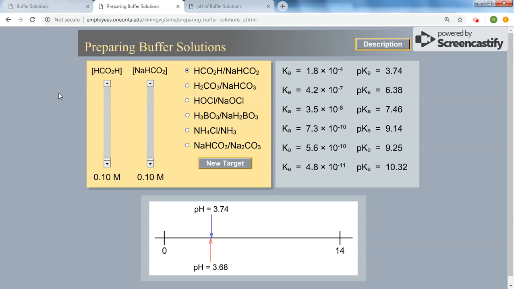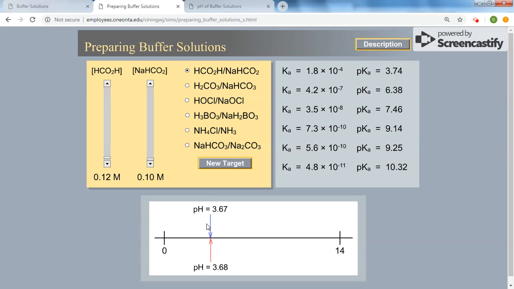With preparing the buffer solution interactive, here what you need to look at is the target pH. So you need to make up a buffer that's 3.68. And so what you would do is you would look for the pKa values that are closest, and the 3.74 is the closest to this. So then you would say, okay, the way I have it set up here is 3.74, which is slightly more basic than 3.68. So I need to add a little bit more acid to bring down the pH. So I would change my concentration of the acid until I got my target value.